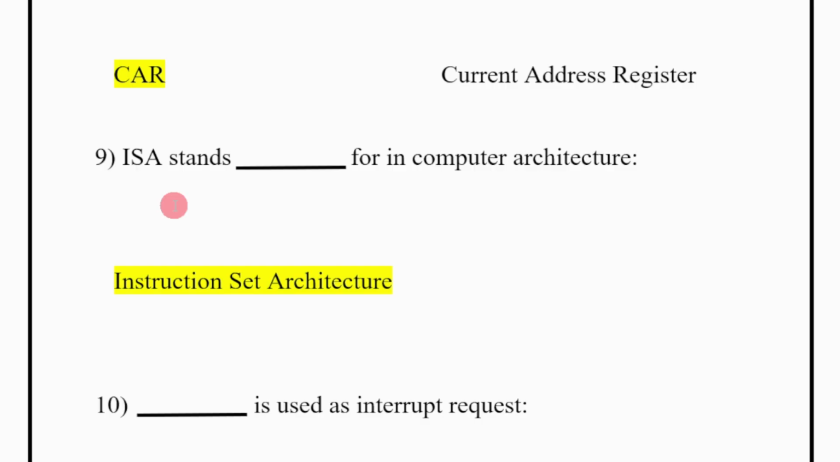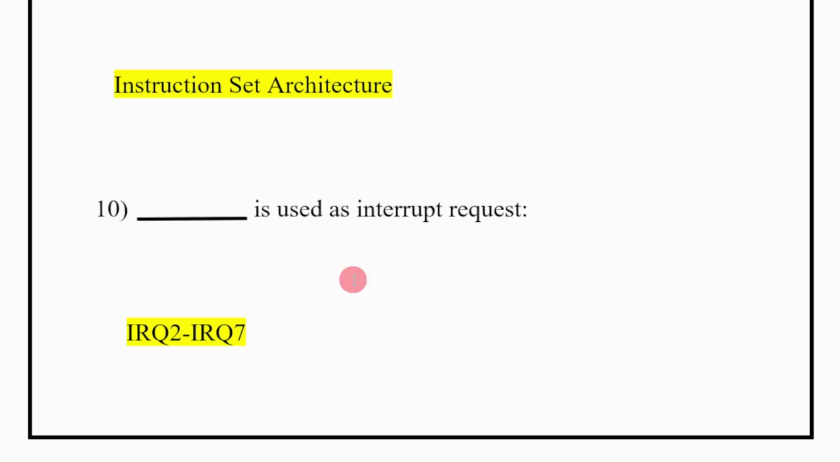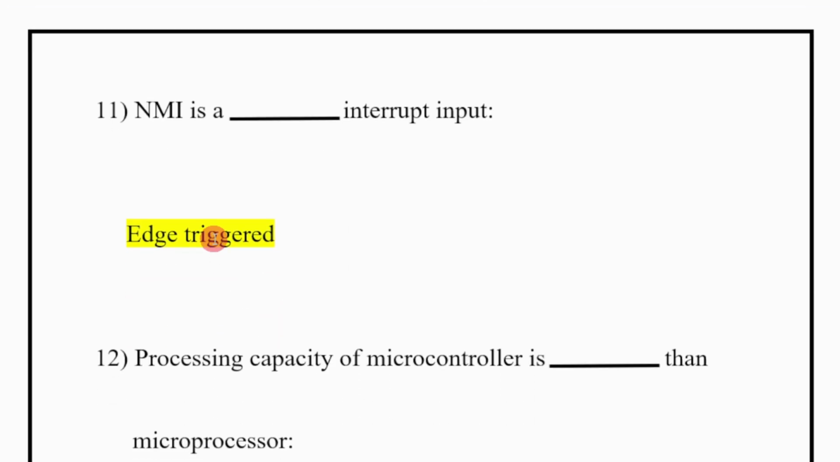Next, ISA stands for instruction set architecture in computer architecture. Next, IRQ2 to IRQ7 is used as interrupt request. Next, NMI is an edge triggered interrupt input.